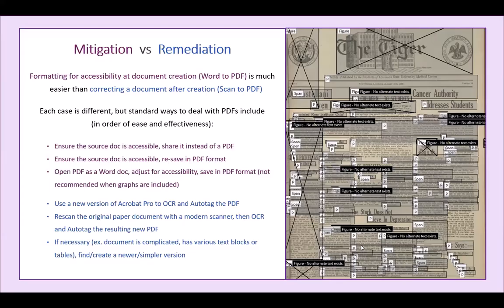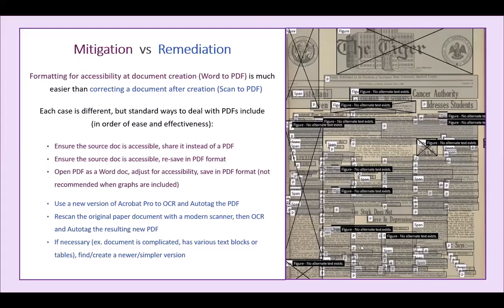All right, if you only have the PDF, if you've only got the file, try opening it in a newer version of Pro and do the OCR and the auto tagging. If you do have the paper document, maybe rescan it on newer technology, a more modern scanner, then run it through a modern version of Adobe again.